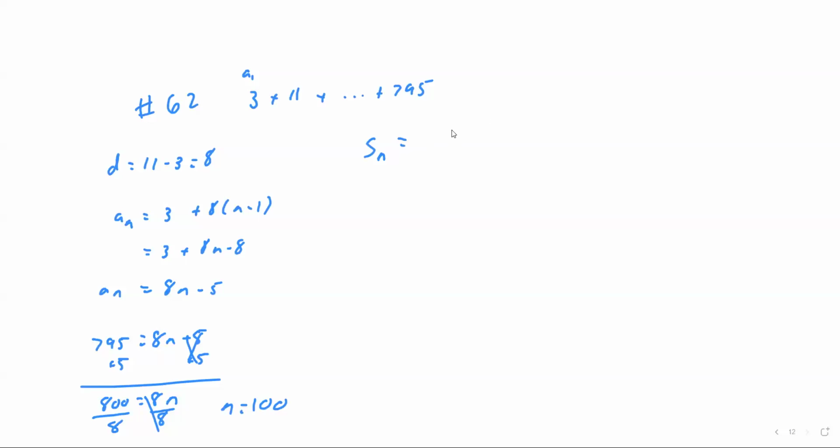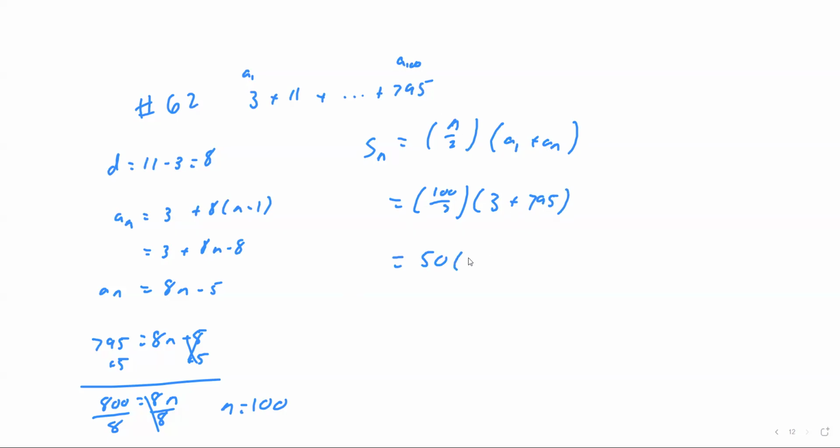I actually have most of my stuff. So again, I'm going to plug into the other formula. So there's all my information. I now know that this n right here is 100. So this would be 100 divided by 2. Ace of 1 is 3. Ace of n, you're already told what ace of n is. It's 795. So this would be 50 times 798. So 50 times 798 gives me 39,900.